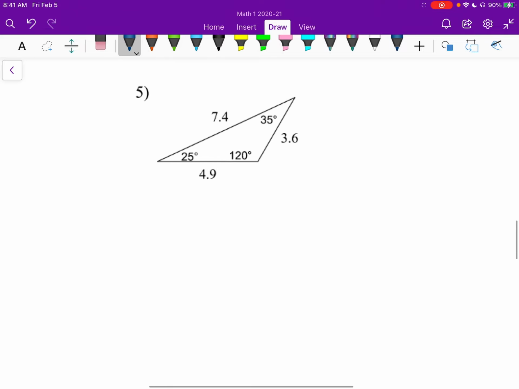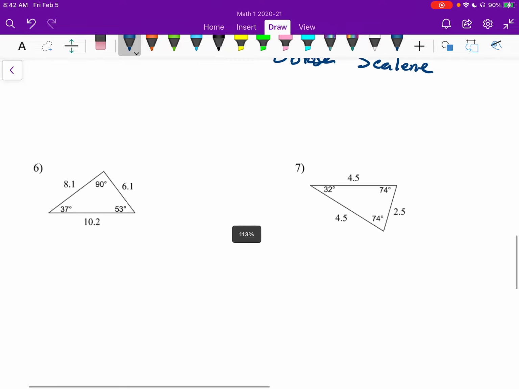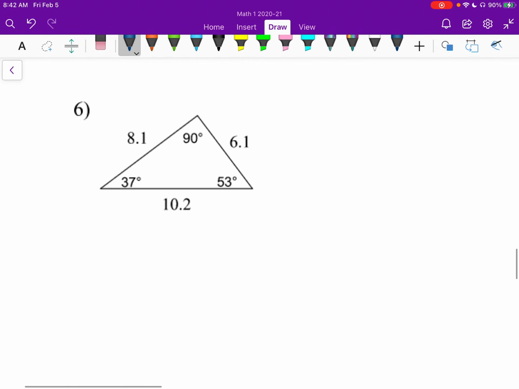Number 5, that 120-degree angle is obtuse. And then looking at the sides, all three of them are different, so this is going to be scalene. Number 6, we have a 90-degree angle, so it's going to be right. And then all three sides are different, so this is going to be scalene.